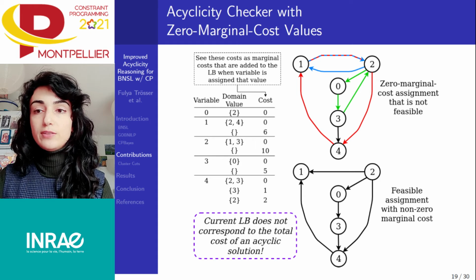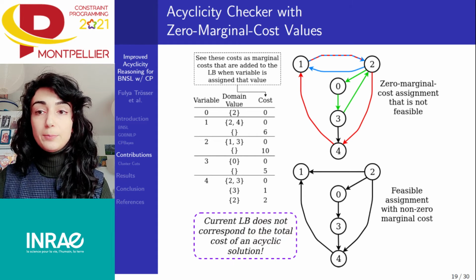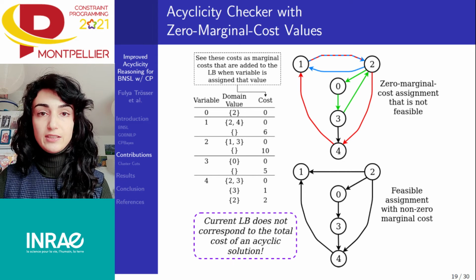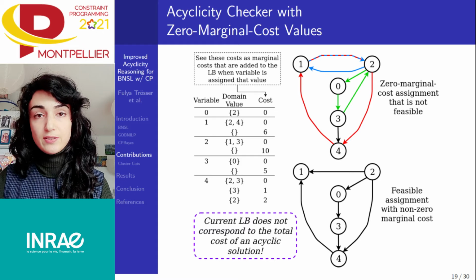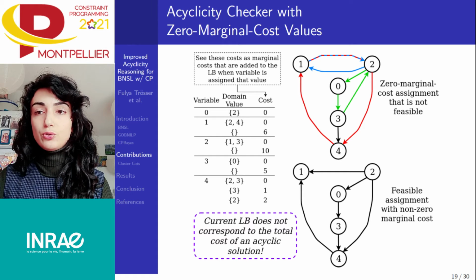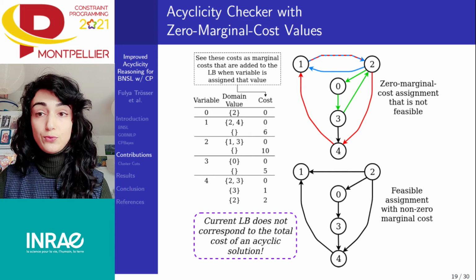In this example, if we run an acyclicity checker using zero cost values, we see that already in the beginning there is no variable that we can add in the ordering. It is because there is no variable with the empty set that has a zero cost. And here you see that the graph constructed using zero cost values contain quite a few cycles.